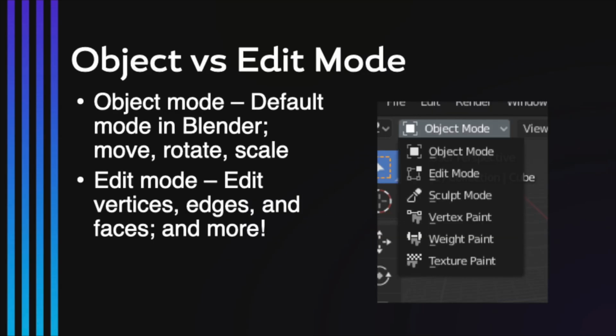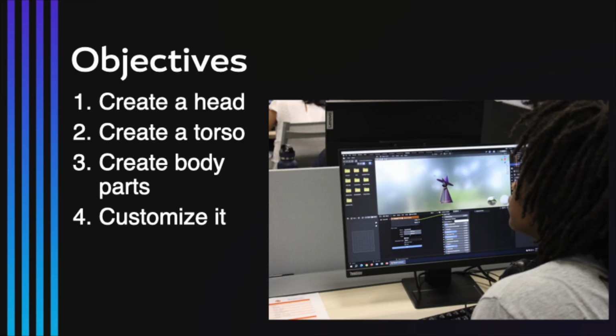Object versus edit mode. Before, when we were creating our abstract render, we were primarily using object mode, which is the default mode in Blender where you can move, rotate, and scale. But if you go into edit mode, you can then edit the specific model you have selected and edit the vertices, edges, and faces. Now, let's go over our objectives for today.